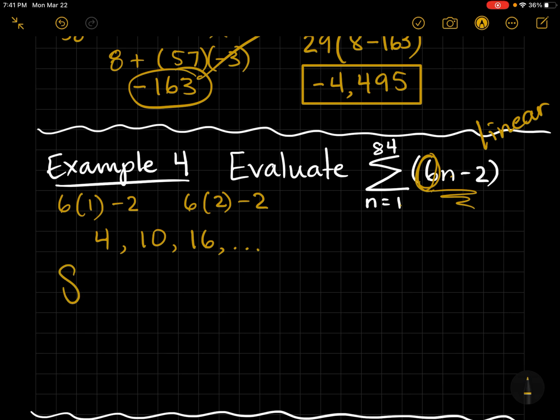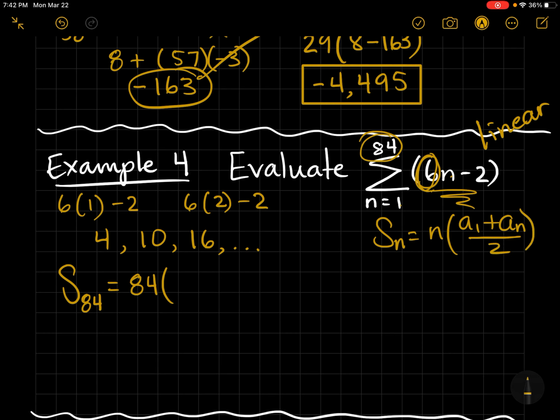But let's go ahead and use our formula. S of 84. We have 84 terms. And then we're going to do n times, let me write the formula right here for you so you can see it again. A1 plus A sub n over 2. Okay, so A1, that's our first term, is 4.